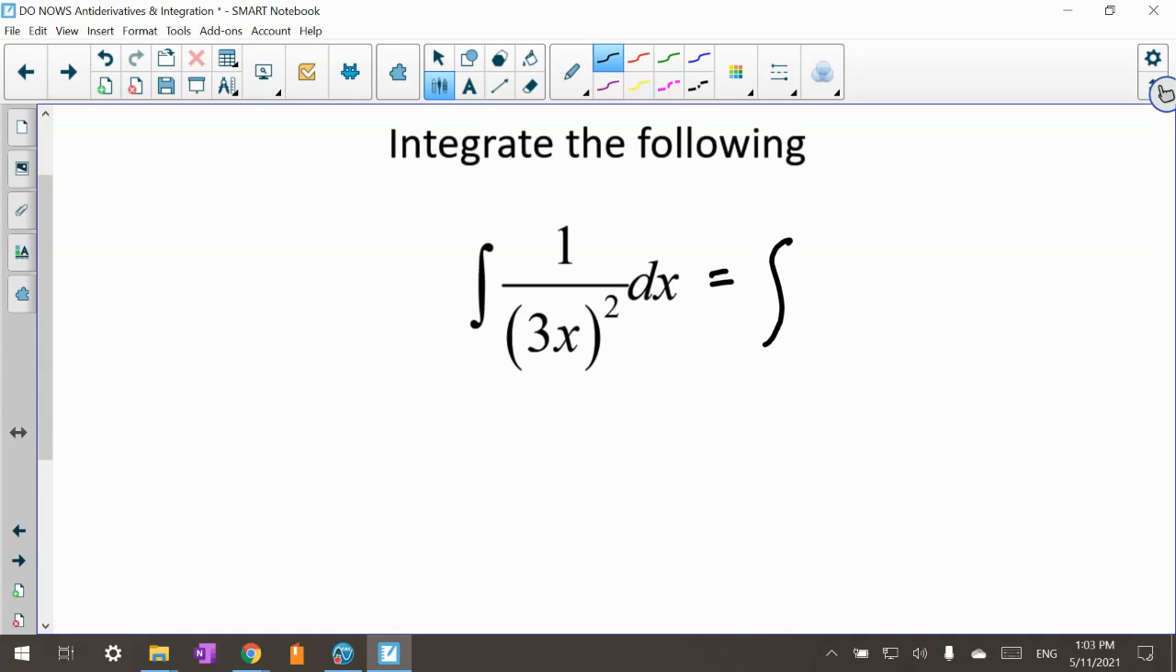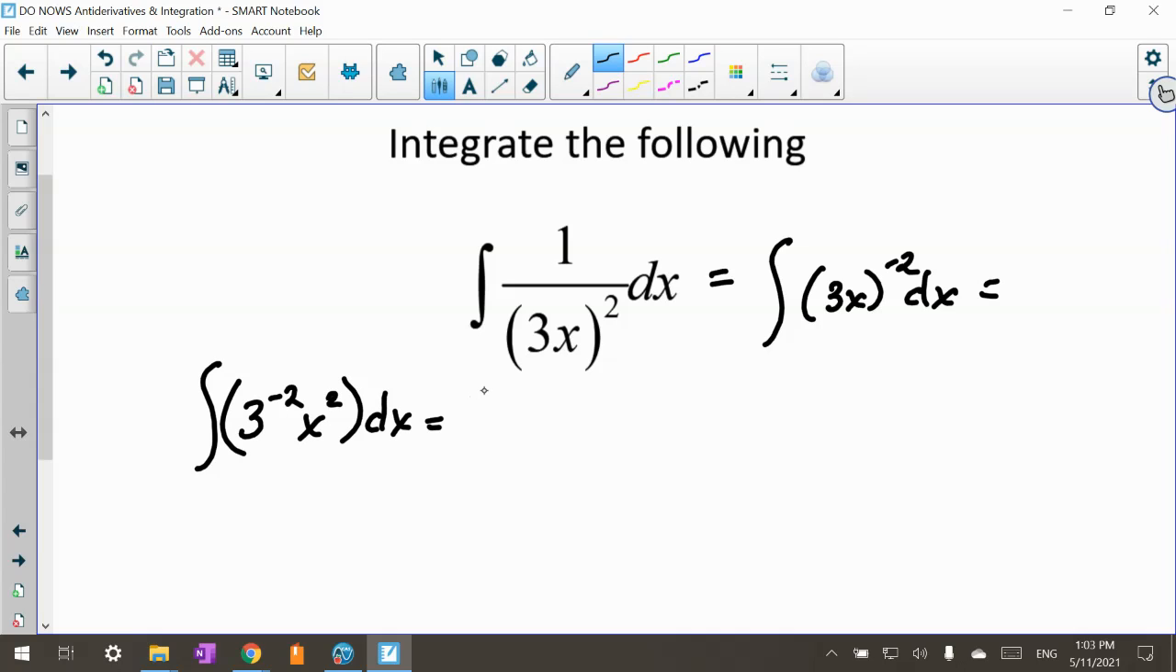So basically, this is going to be the integral of (3x) to the -2 dx, which equals the integral of 3 to the -2 x to the -2 dx. I'm just going really slow, which is the integral of 1/3 squared, or 1/9, okay? And this is x to the -2. I got rid of that -2 right here, so let's fix that. Okay, so I can write it as 1/9 x to the -2, dx.